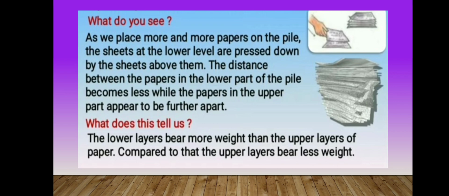As we place more and more papers on the pile, the sheets at the lower level are pressed down by the sheets above them. The distance between the papers in the lower part of the pile becomes less, while the papers in the upper part appear to be further apart. What does this tell us? The lower layers bear more weight than the upper layers of paper. Compared to that, the upper layers bear less weight.